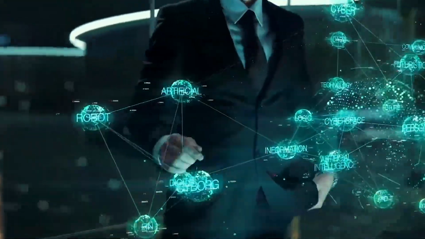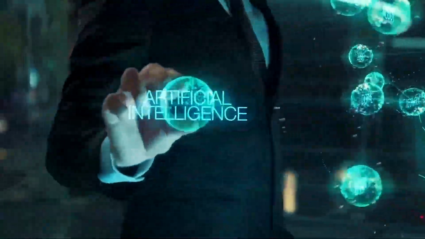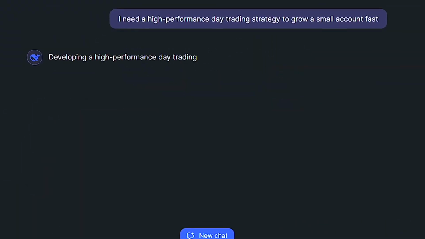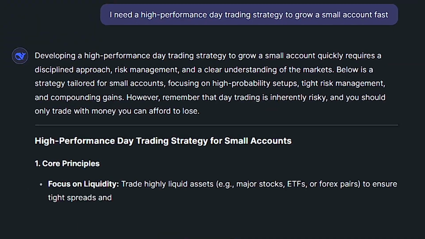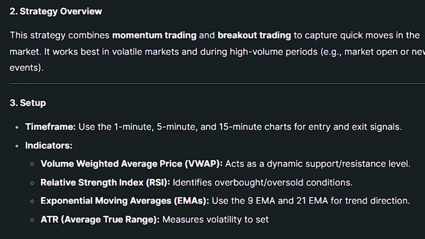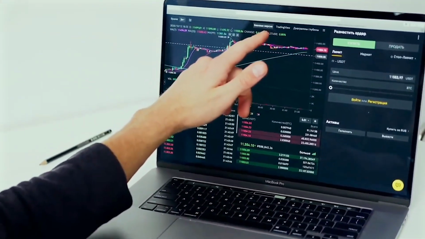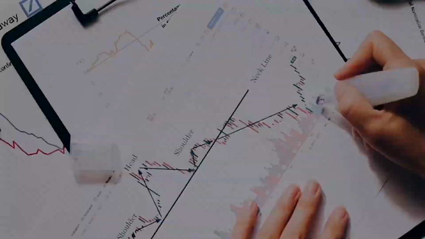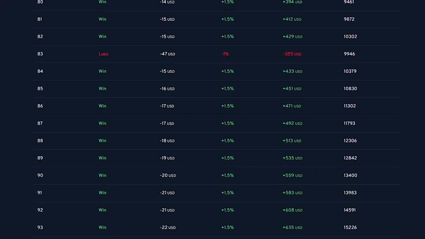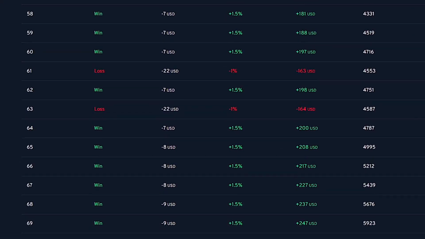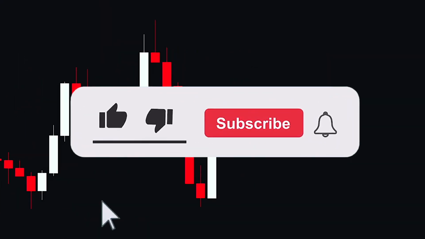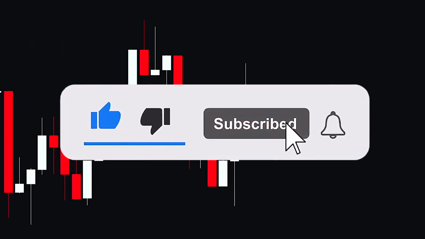Hey traders, there's been a lot of buzz around advanced AI-generated trading strategies, so I decided to put DeepSeek AI to the test. I asked it to develop a high-performance strategy designed to grow a small trading account quickly. Of course, no strategy is perfect right out of the box, so I made some key refinements to optimize its effectiveness. After thorough testing and adjustments, I applied this strategy to Bitcoin with 100 backtesting trades, and the results were impressive. So make sure to watch until the end to unlock the full potential of this system.